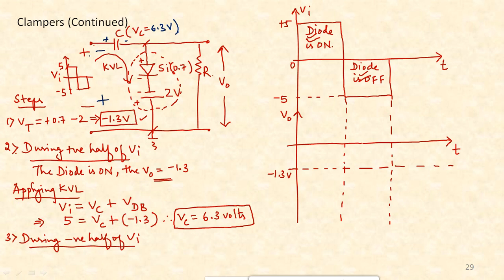Now during the negative half, we are applying negative voltage to the anode and positive voltage to the cathode. This switches off the diode. So the diode is off. When it is off, the entire path behaves as an open circuit, so you can just remove that particular portion of the path from the entire circuit. And let me again apply KVL.